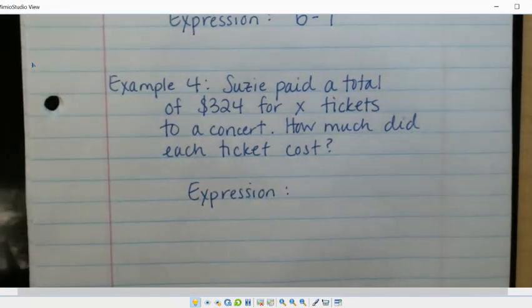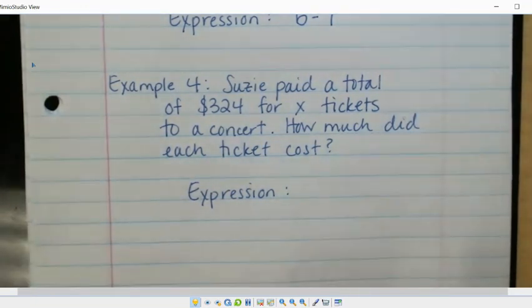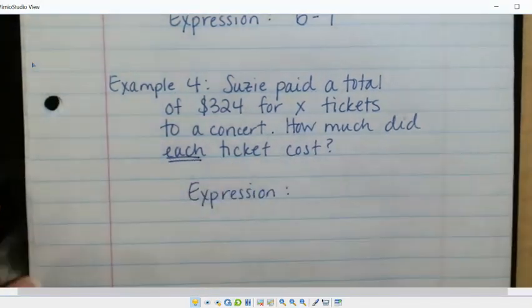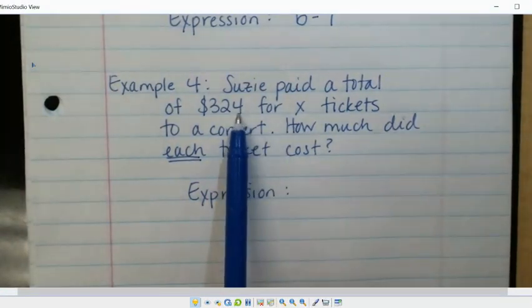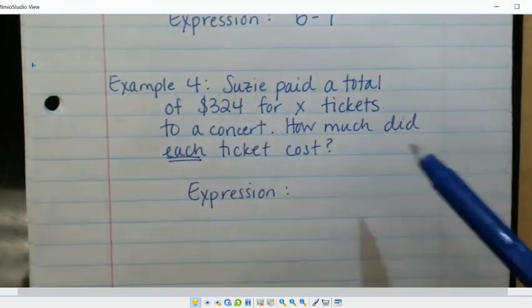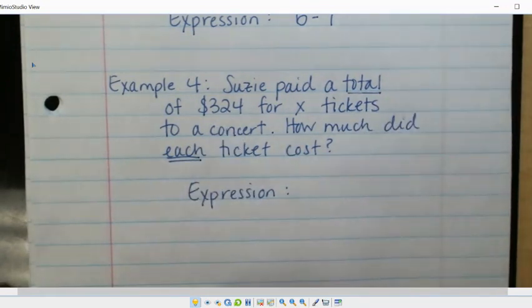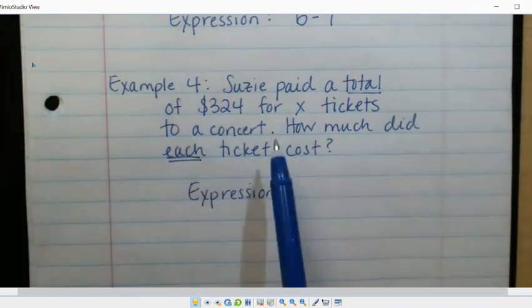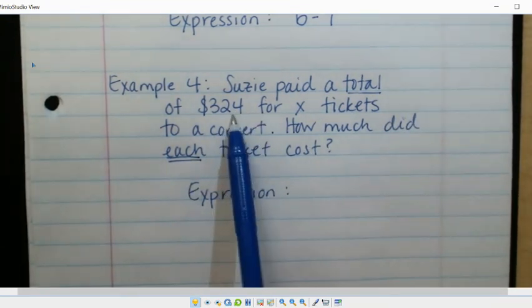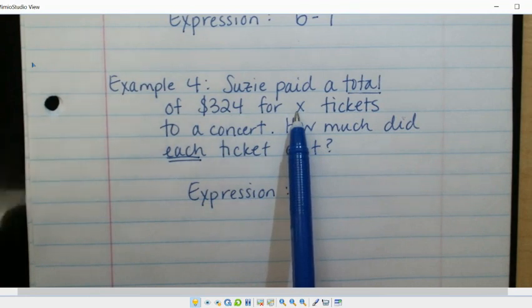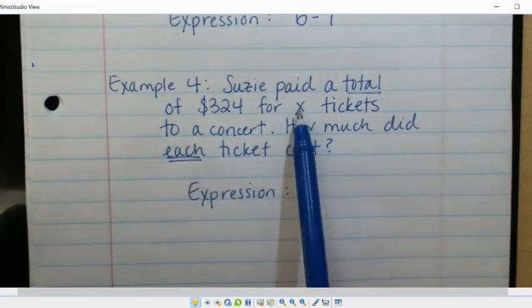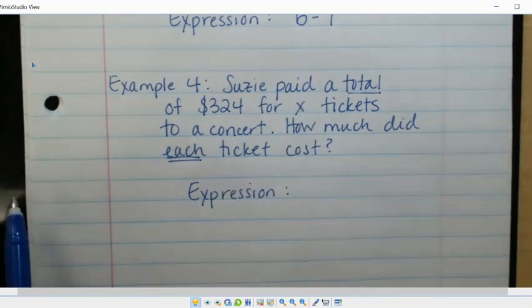So she paid a total of $324 for X tickets. So I have to think about what I'm going to be doing here. They want to know how much did each ticket cost. So I know that this is my total because it says it right here, a total of $324 for X tickets. So I have to think about this. Let's say she bought 4 tickets. I want to know how much each ticket was. So am I adding? Am I doing 324 plus 4? No, that doesn't make sense.